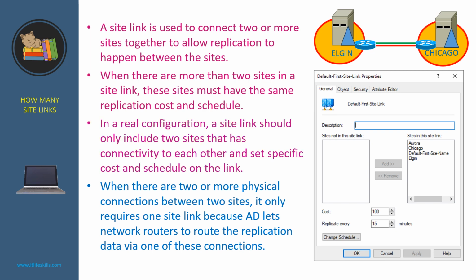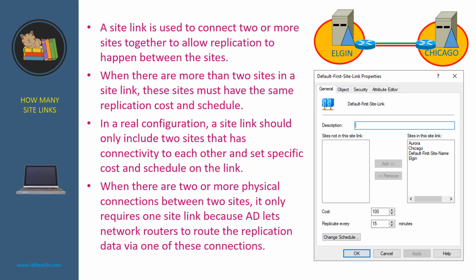In a real configuration, a site link should only include two sites that have connectivity to each other and set a specific cost and schedule on the link. So in order to configure the site link between Elgin and Chicago, we should only include Chicago and Elgin in the link and set a specific cost and replication schedule on this link.